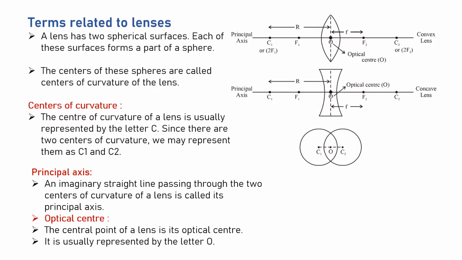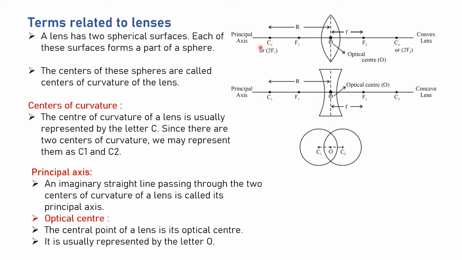The lens has two spherical surfaces. We have seen that these are the two spherical surfaces, right? And a line is passing through these surfaces. Now what do we call this? The center of the sphere is called the center of curvature of the lens. Suppose this is the center, and this is the sphere. The center of the sphere is called the center of curvature.